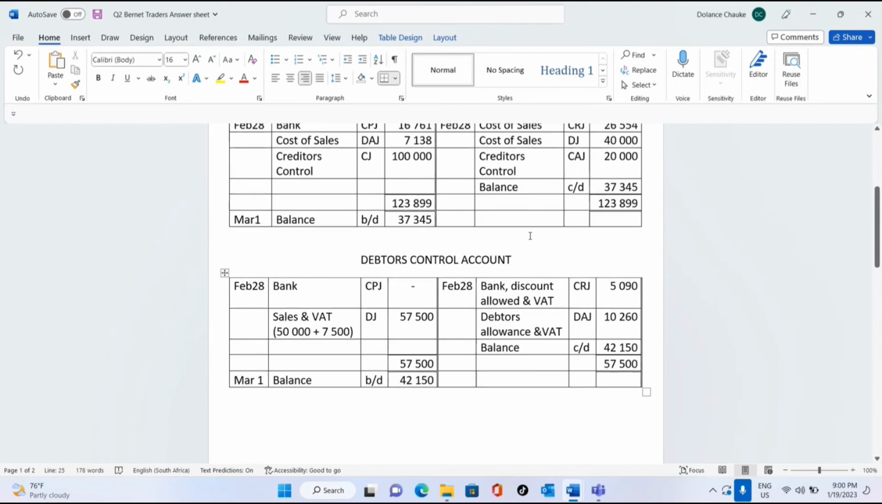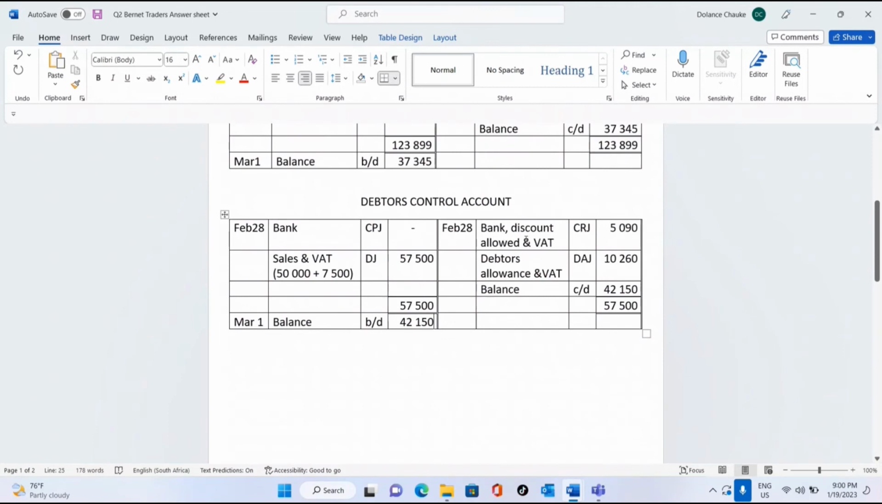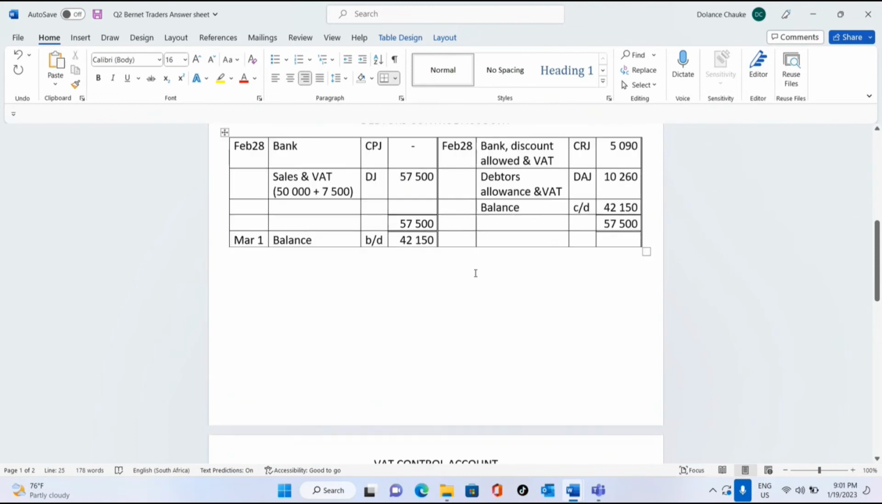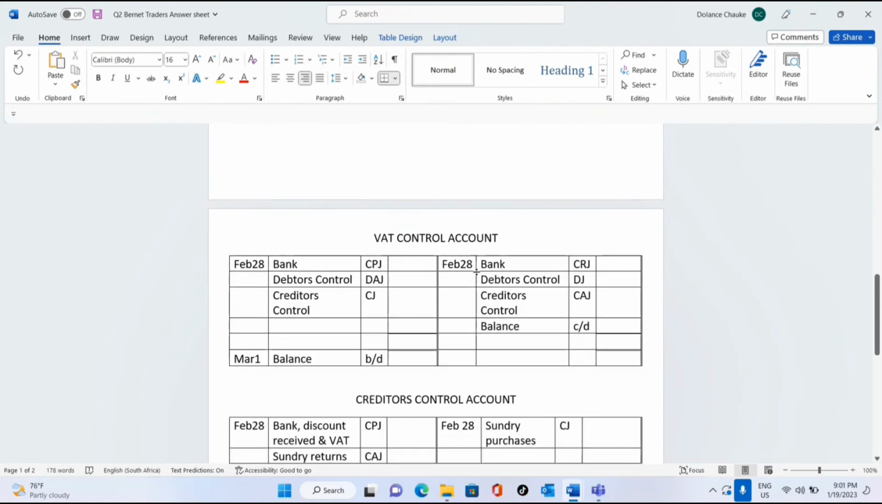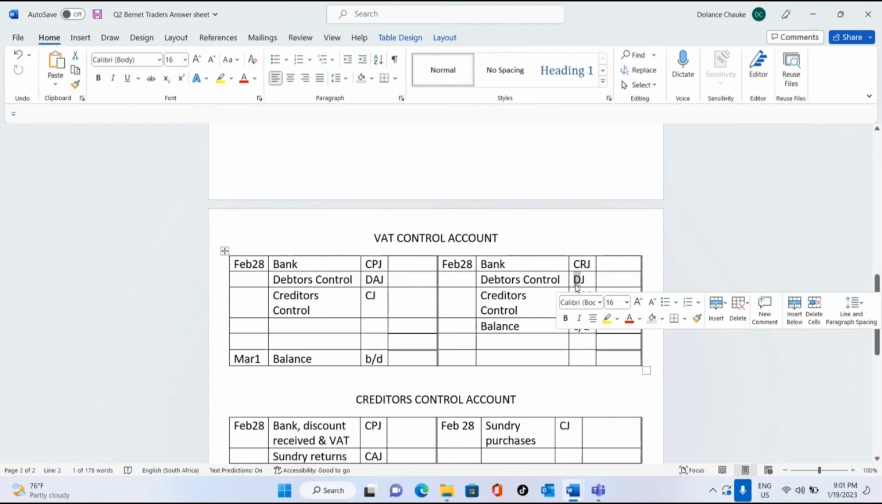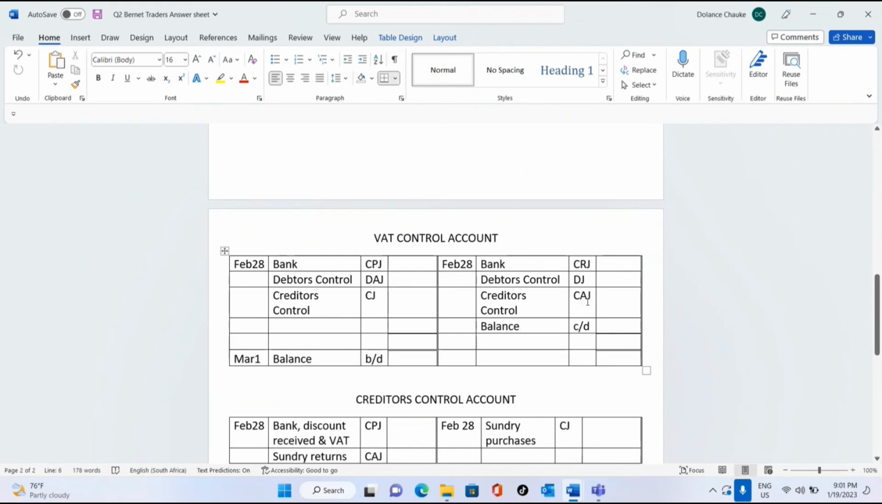Once you know from what to where, because you should know I'm taking from this journal to this control account or this ledger account, that's what you need to master. And then let's go to our VAT control. We are going to look at VAT from the cash payment journal, from the cash receipt journal, from the debtors journal, from the creditors allowances journal, and from the creditors journal.